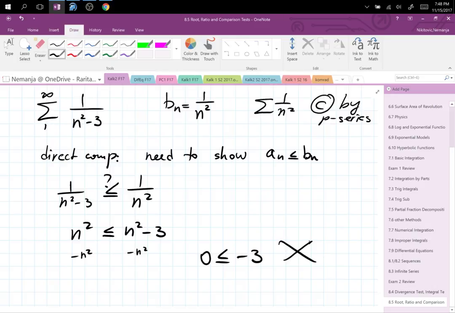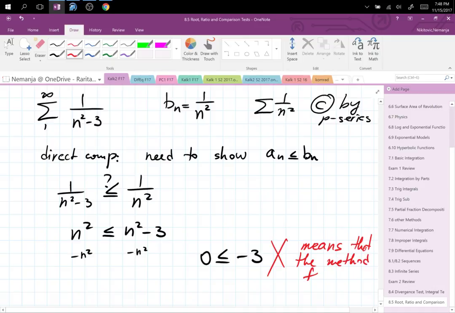So, placing the red x over here means that the method failed. Not that the problem diverges. That is one of the very common mistakes, guys. Oh, if it doesn't converge, then it diverges. No, no, no, no, no, no. Method failed. Do something else.